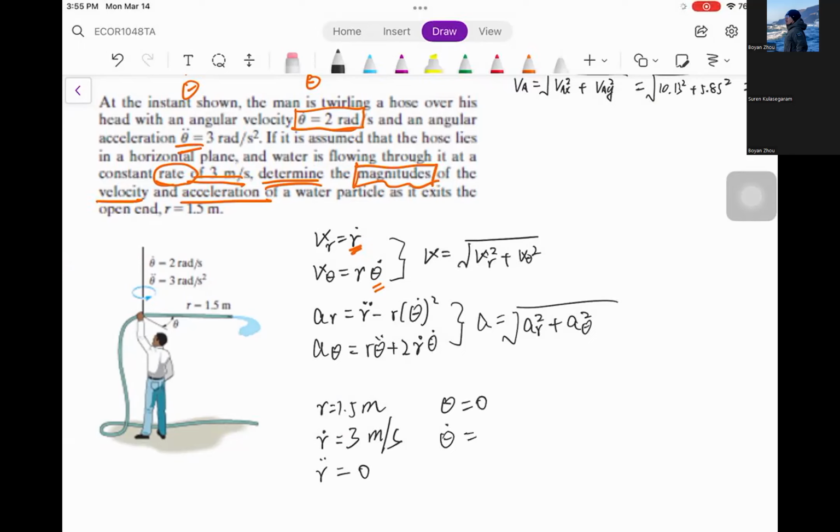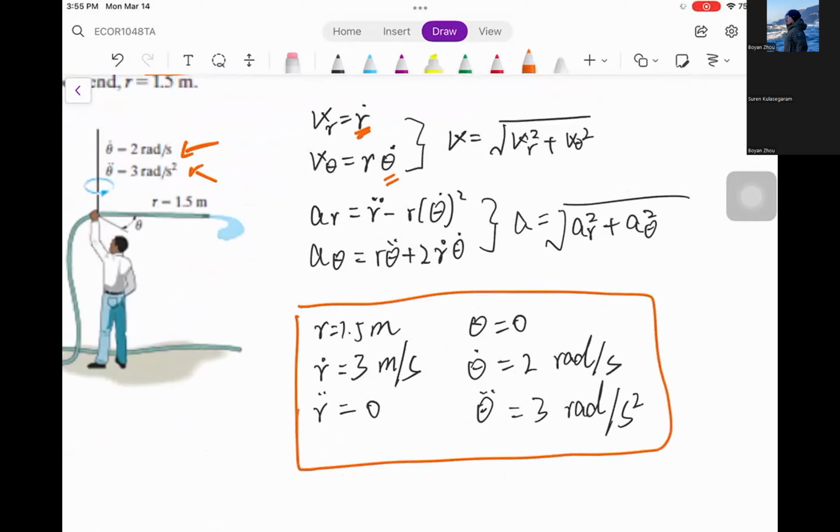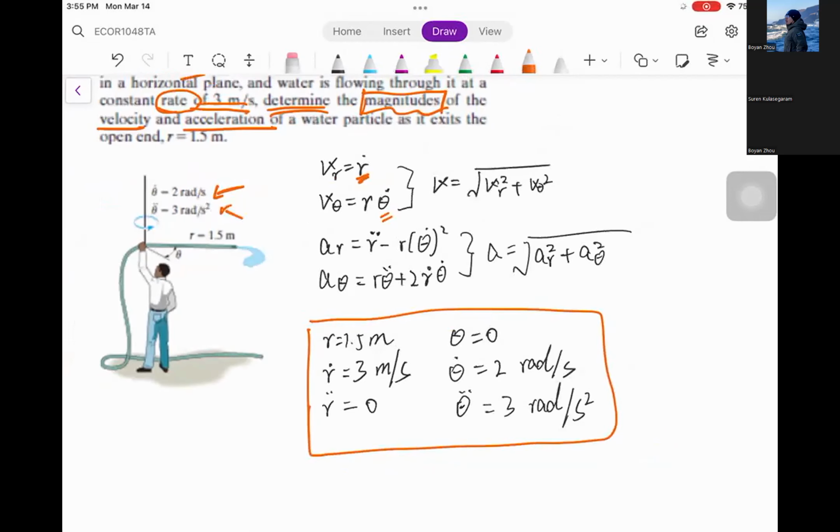And theta dot is given here, 2 radian per second. Theta double dot is also a given value, 3 radian per second squared. Okay, so now we have everything: r dot, r double dot, theta, theta dot, and theta double dot. We're just going to plug those values into the equation and then we can get the answer. So just math again.